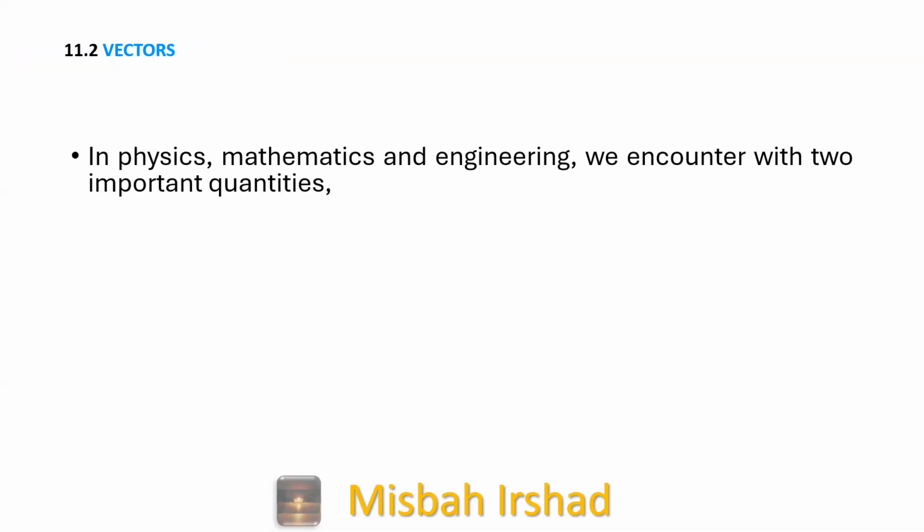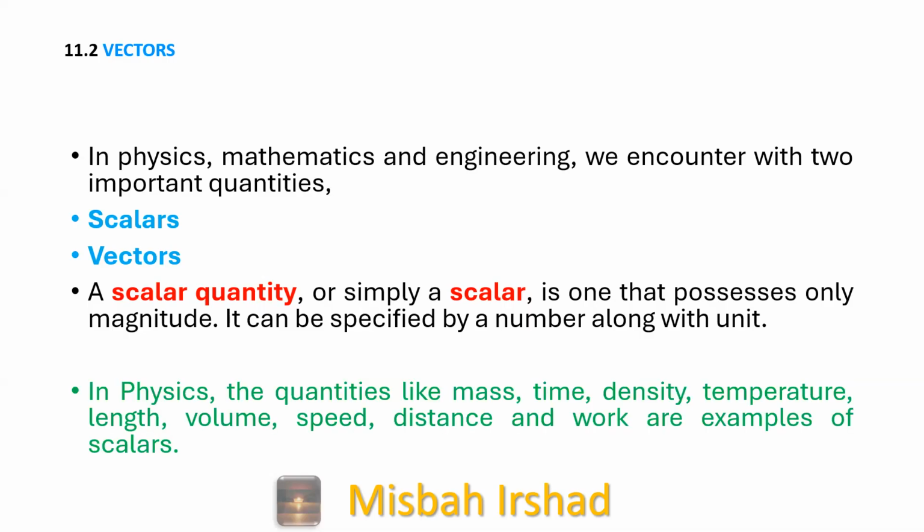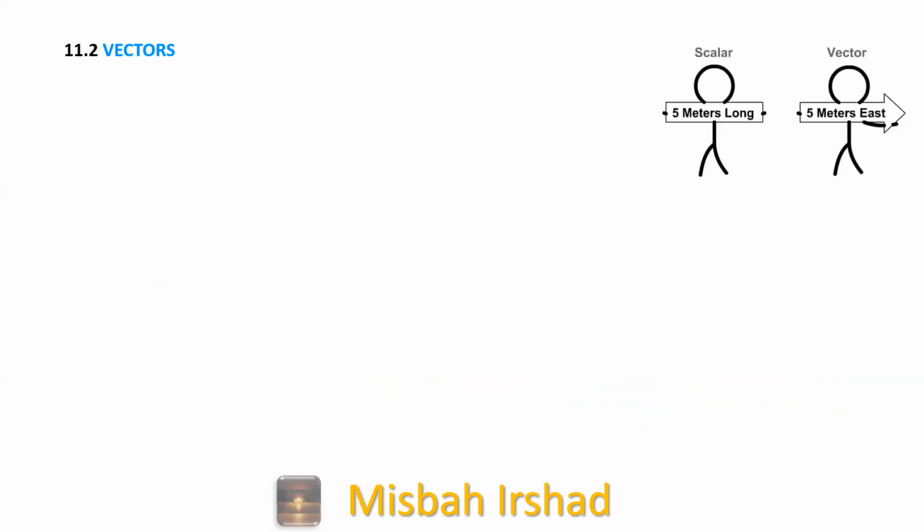Okay, let's begin. In physics, mathematics, and engineering, we encounter two types of quantities which are very important: scalars and vectors. A scalar quantity is one that possesses only magnitude, and it can be specified by a number along with the unit, like length, mass, time, density, temperature, distance, etc.